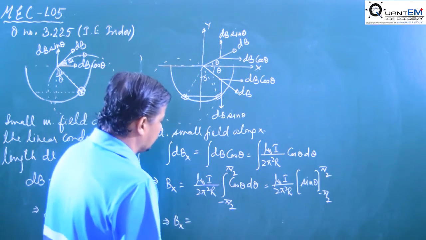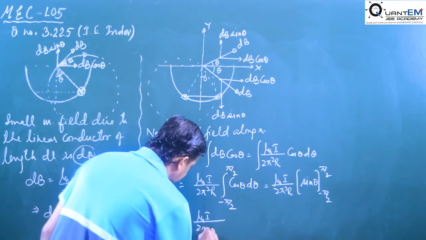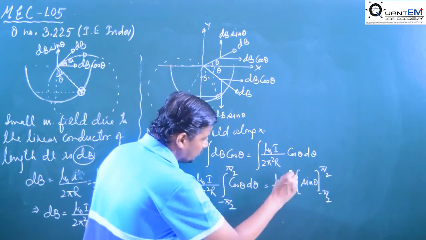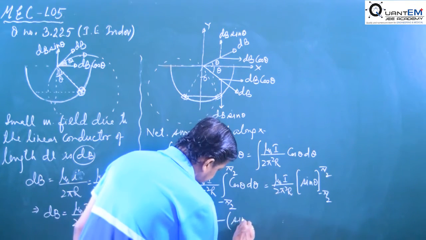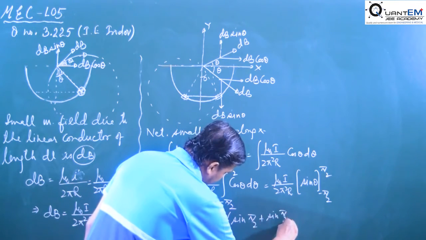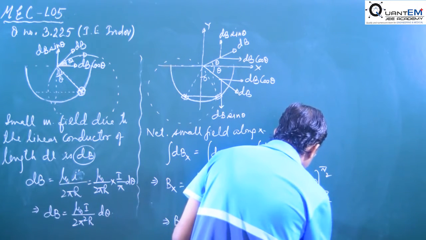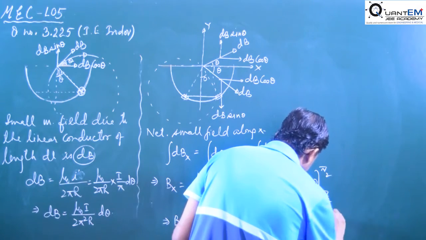X coordinate is equal to mu naught I by 2 pi square r. It is sin pi by 2 minus of minus sin pi by 2, that is sin pi by 2 plus sin pi by 2. 1 plus 1 is 2. So you get the result mu naught I by pi square r.